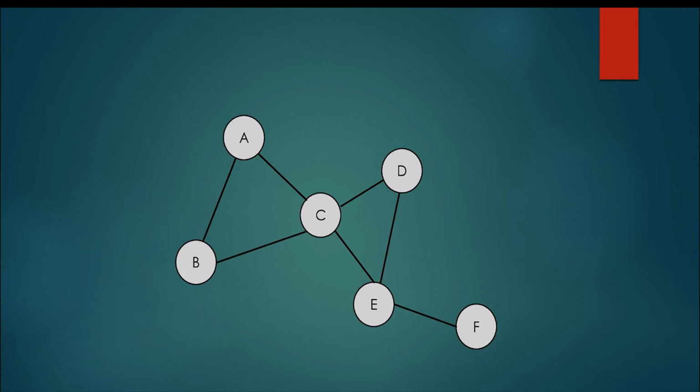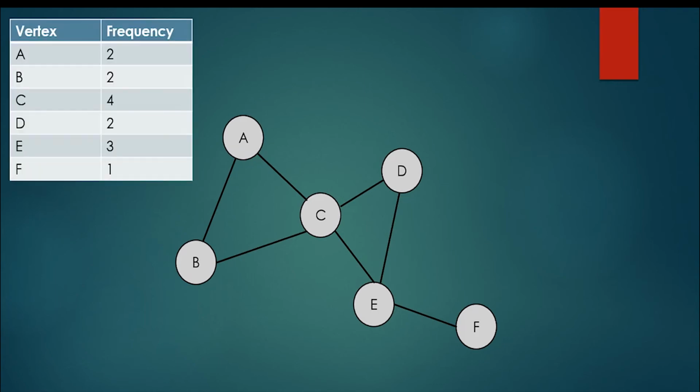Let me illustrate how it works. We have 6 nodes, A, B, C, D, E, and F, and we have to calculate the degree distribution, the valence. It's not frequency. As I said earlier, we have to calculate that, for example, A has 2 neighbors, B and C. B has 2 neighbors, A and C. C has 4 neighbors, A, B, D, and E. E has 3 neighbors, C, D, and F. F has only 1 neighbor, the E. We just have to calculate it.